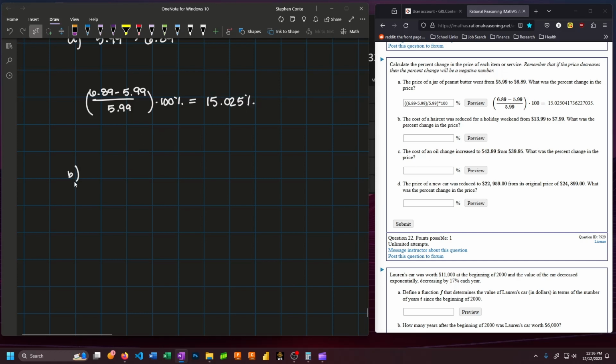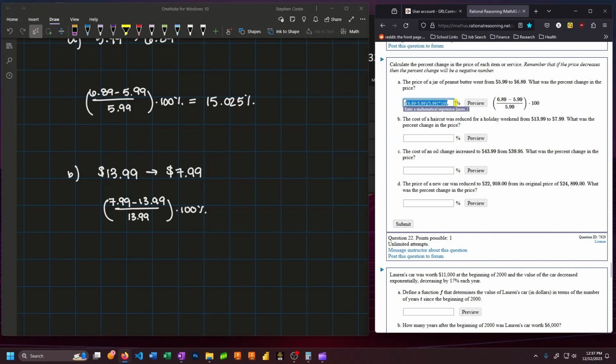Okay, question B. Cost of a haircut was reduced for a holiday weekend from $13.99 to $7.99. So y final in this case is going to be $7.99. Y initial is going to be $13.99. Then we're going to multiply by 100%. Obviously here we have a smaller number divided by a bigger number, the y final. So this is going to be a negative percent change. You should also know it's going to be a negative percent change because the initial value is greater than the final value.